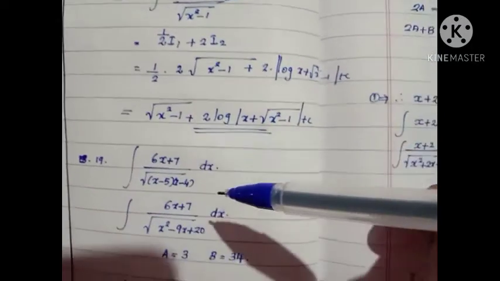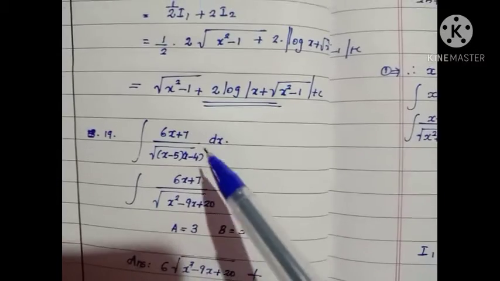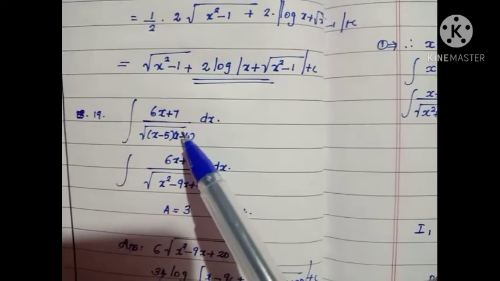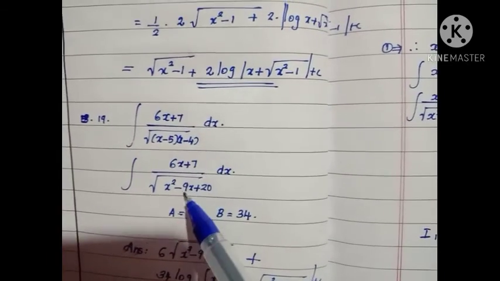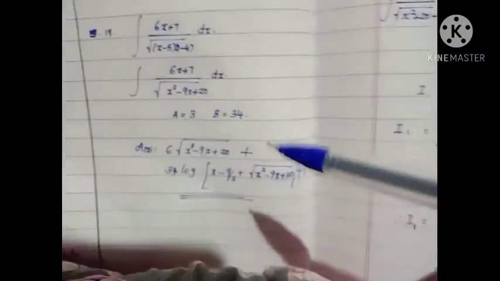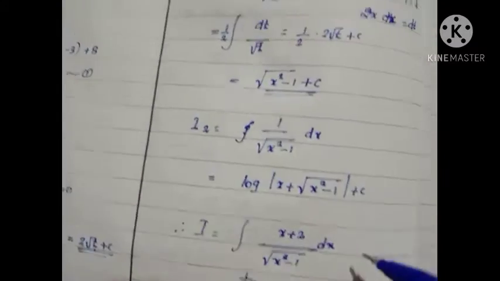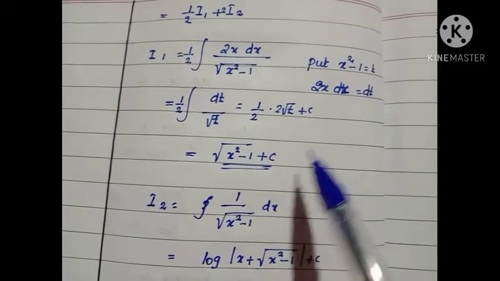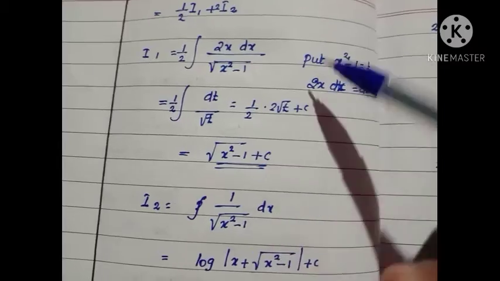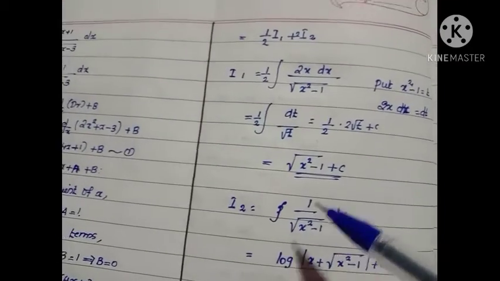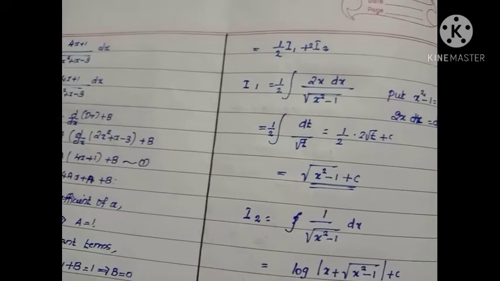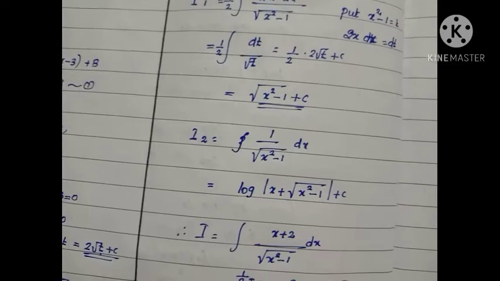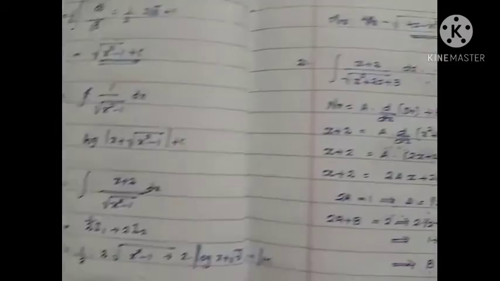Okay. And see here in question number 19, integral 6x plus 7 by root of x minus 5 into x minus 4. So we need to convert this into a quadratic expression and do the same. Okay. So these are the problems based on the results dx by root of x square plus a square, dx by root of x square minus a square, and so on. So up to this we are doing the problems on the basis of the substitution method. Okay, substitution method.